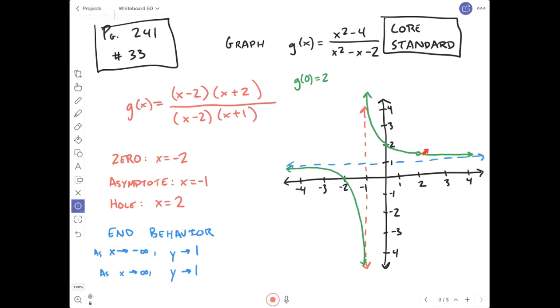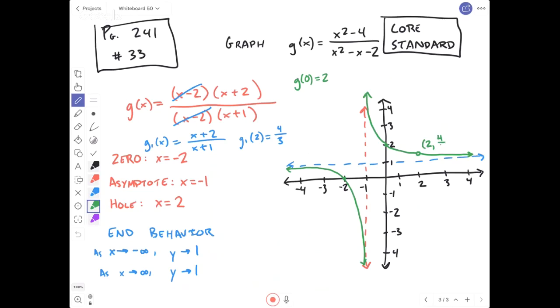I could go ahead and find out what the value of that point is by plugging in 2 without the x minus 2. So if I plugged in 2 to g of x, if I went ahead and simplified, cancel, cancel, and found this new function that was simplified, g sub 1 of x, which was x plus 2 over x plus 1, where I've reduced common terms, and I plugged 2 into that function, I would have g sub 1 of 2 equals 4 over 3. So that point must be at 2, 4 thirds, which looks pretty good. Yeah, 1 1/3, right about there. Cool.